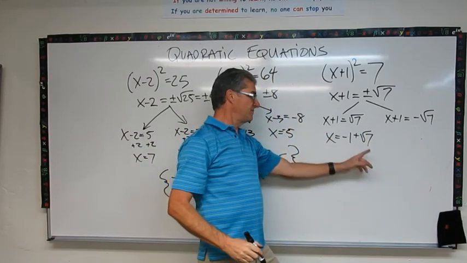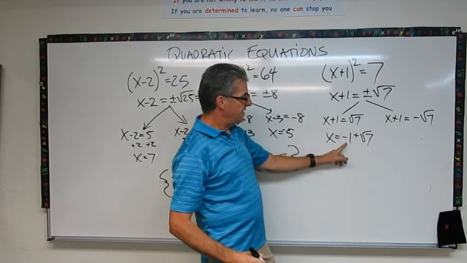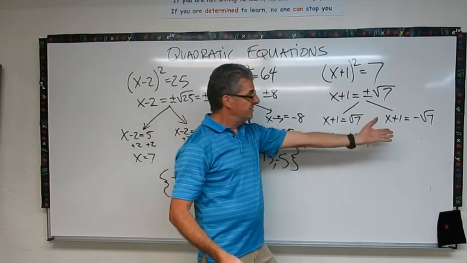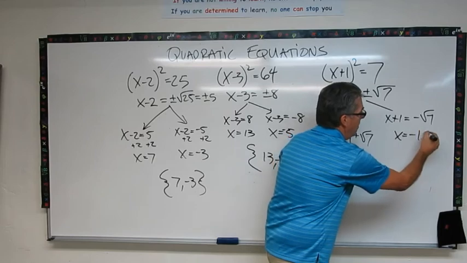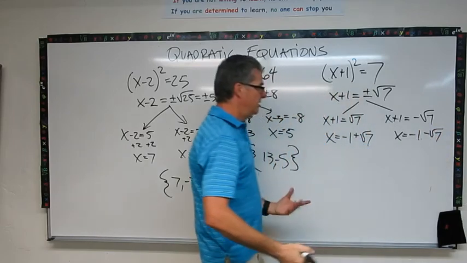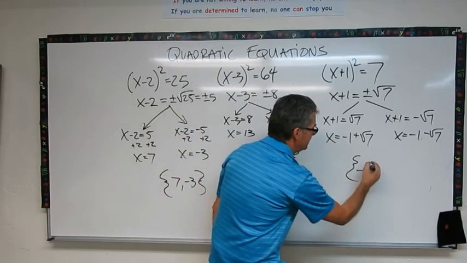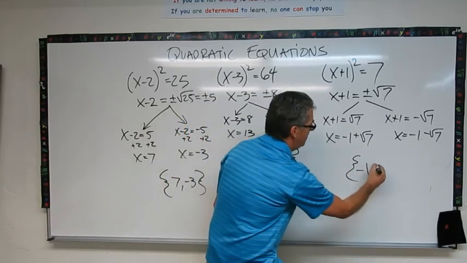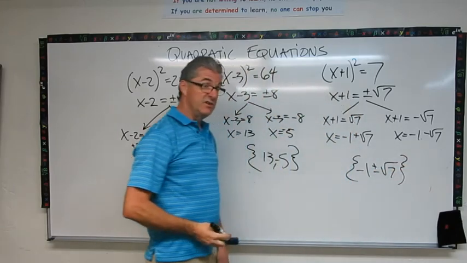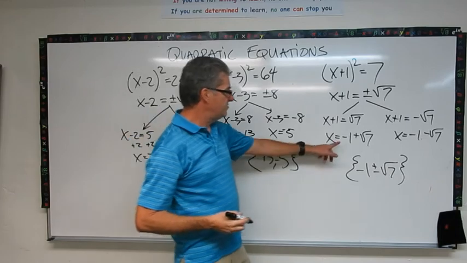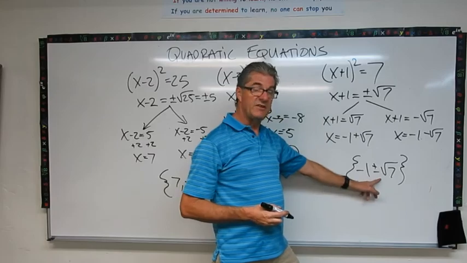I'm not going to combine these. I'm just going to leave the root 7 alone by itself. So I subtracted 1, got negative 1 plus root 7. This side I'm going to do the same thing, subtract 1, and I get negative 1 minus root 7. So two answers here. And I can write it in this interesting way, negative 1 plus minus root 7. That's fine. You can do it that way if you like, because really that's what I've got, negative 1 plus and negative 1 minus. So we can do a little shorthand there if we like.